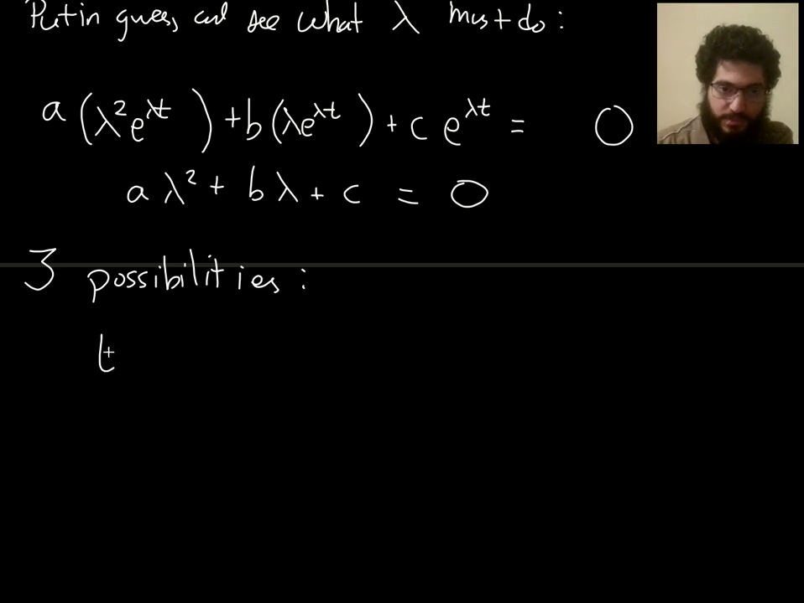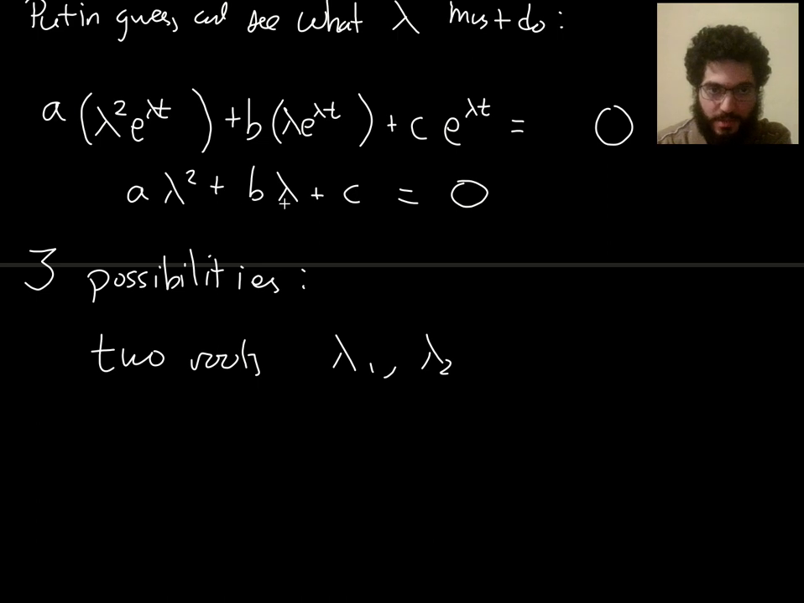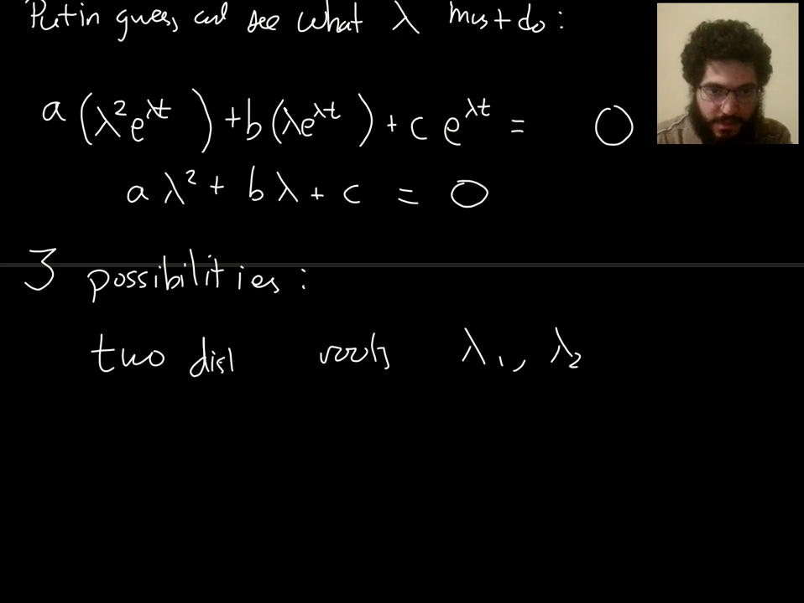You can have 2 roots, lambda 1 and lambda 2. So when I say roots, I mean when you plug them in for lambda in this, you get 0. This equation is true. So you can get 2 roots, 2 different roots, I should say. Distinct roots. So lambda 1 not equal to lambda 2. So let's call that case 1.